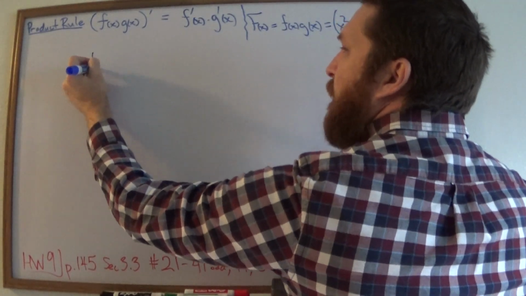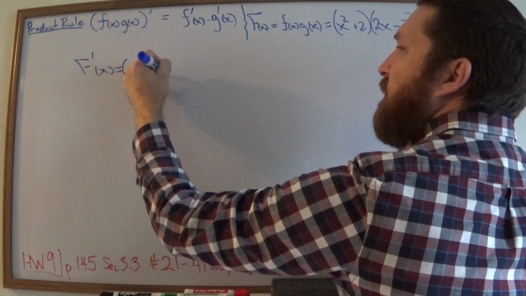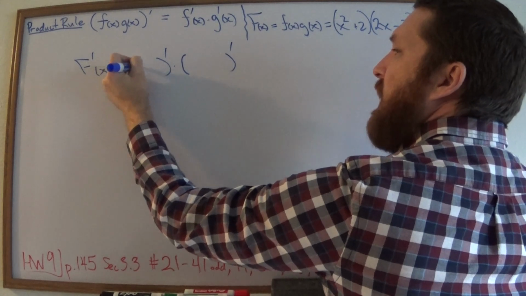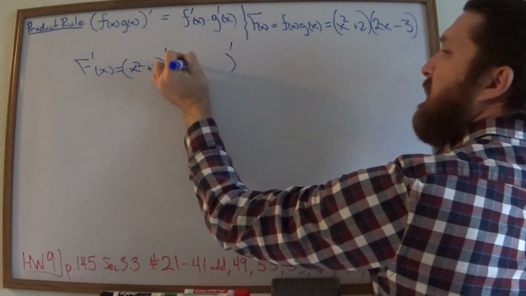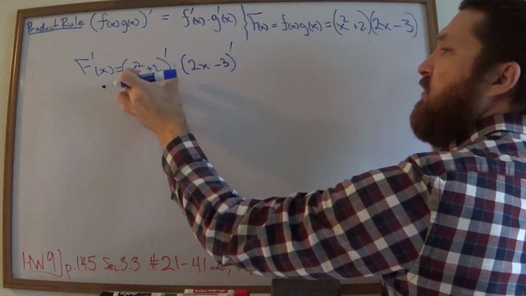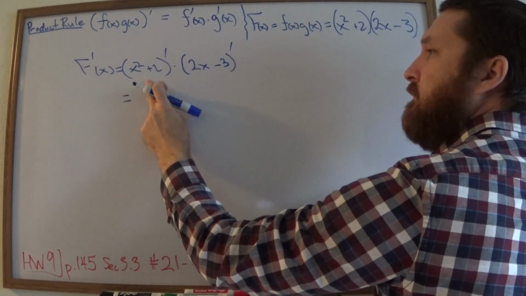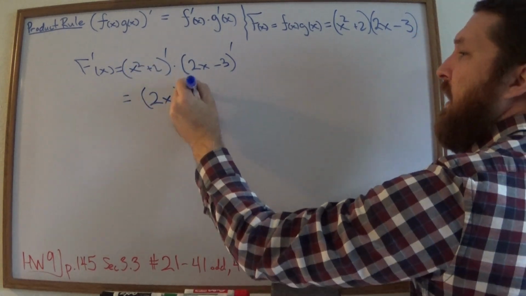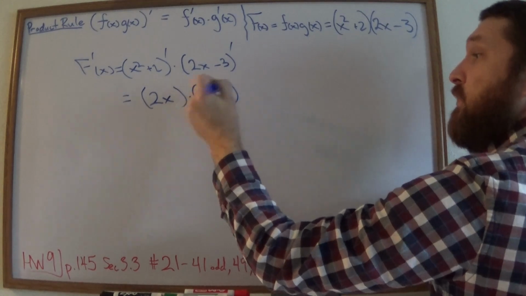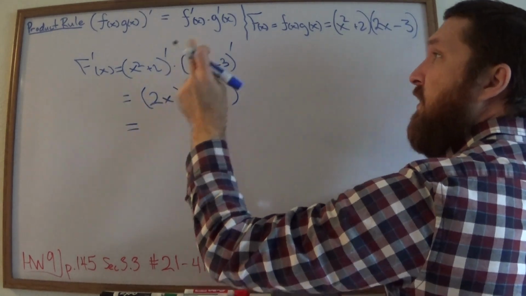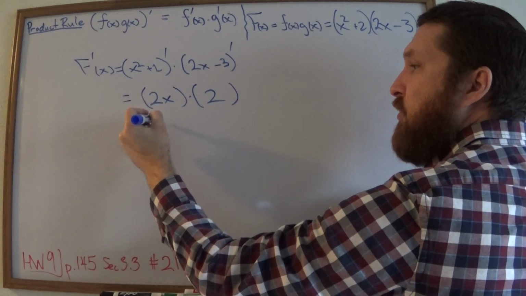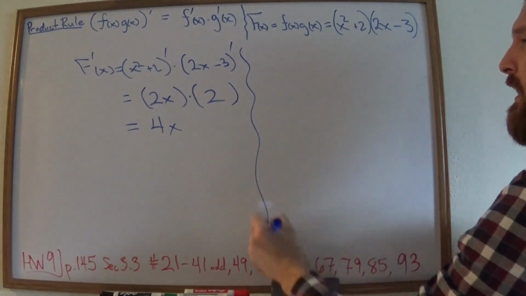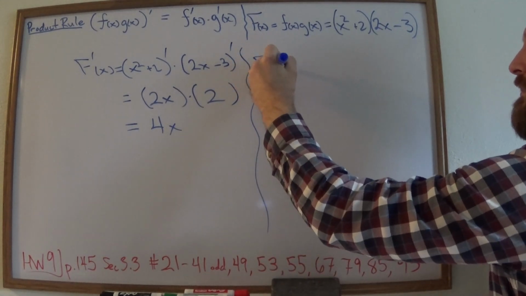Now if we were to assume that this is the derivative, then f prime of x should just be: I take the first one prime, multiply by the second one prime. The first one is x squared plus 2. The next one is 2x minus 3. What's the derivative of this part? 2x plus 0, just 2x. And then what's the derivative of that one? Just 2. Good, you guys are learning something. So this would assume that this is 4x.